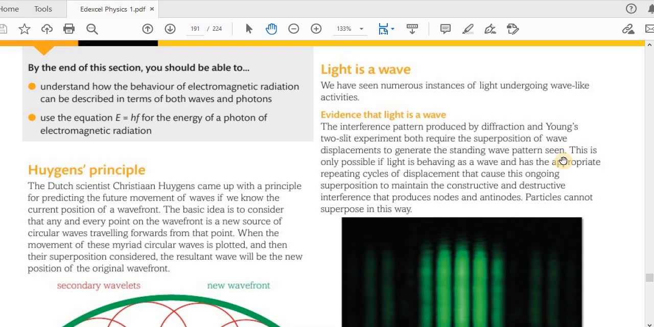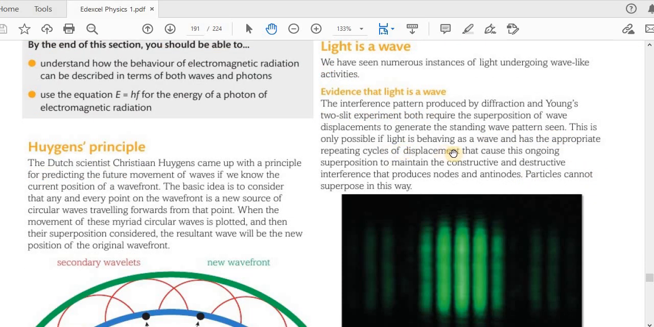So when you learned about the Young's double-slit experiment, there was diffraction. Remember, there were two slits. At each slit there was diffraction. When you learned the Young's double slit or two slit experiment, you saw that. Then these waves which underwent diffraction overlapped, or the correct word, superposition, due to the interference. So as a result it produced a pattern. Both require the superposition of wave displacements to generate the standing wave pattern seen.